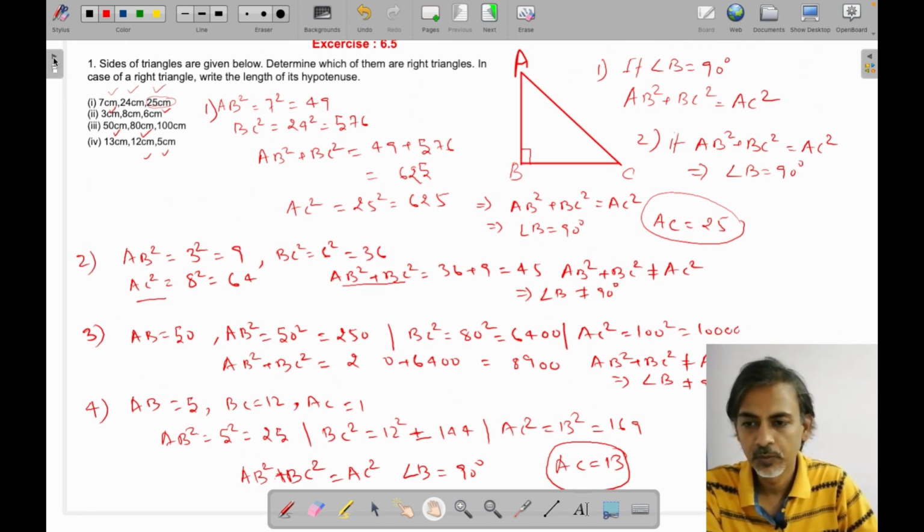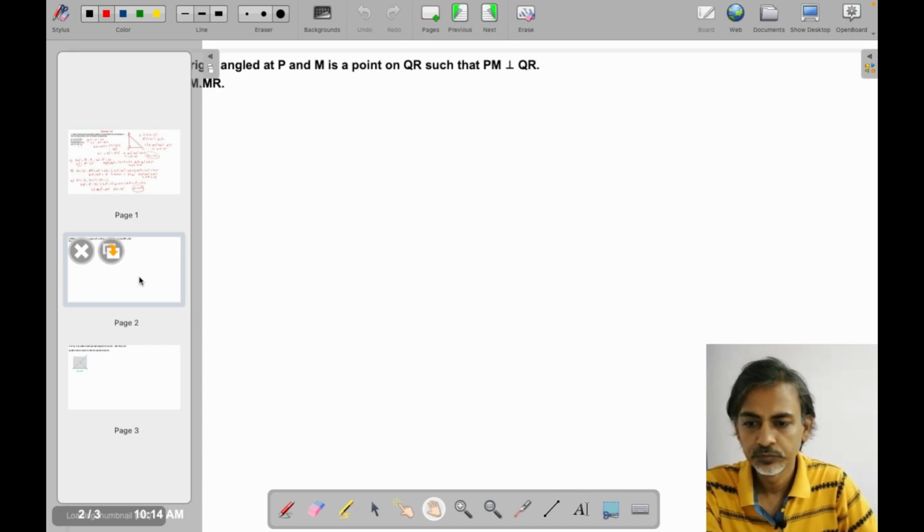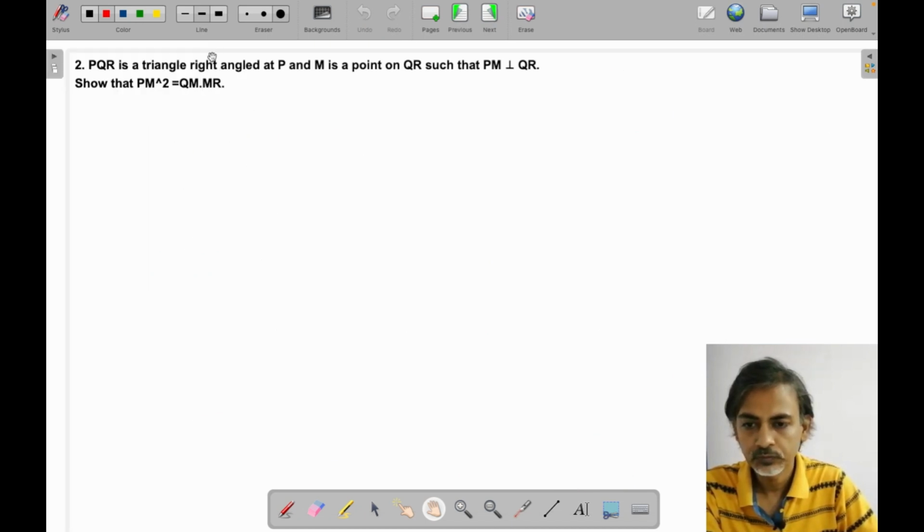Now we'll go to problem 2. Problem 2 talks about PQR is a triangle, right angle at P, and M is the point on QR such that PM is perpendicular to QR. So show that PM square equals PM into MR. So let's first make a right angle triangle here. So this is my one side, this is my another side, this is my third side.